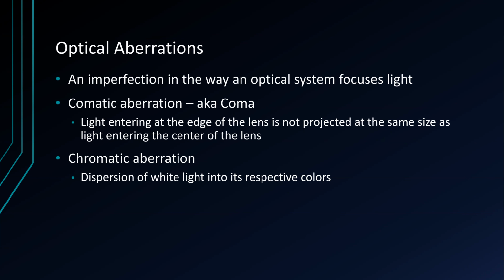Coma is a distortion of stars near the edges of the field of view, so that the stars no longer appear round. I think I have an image coming up in a bit to show what I mean. The next one, which we talked about a second ago, is chromatic aberration, which is a dispersion of white light into its respective colors, causing color distortion. So chroma, as in color distortion. The way I remember coma is it's the one without an R.